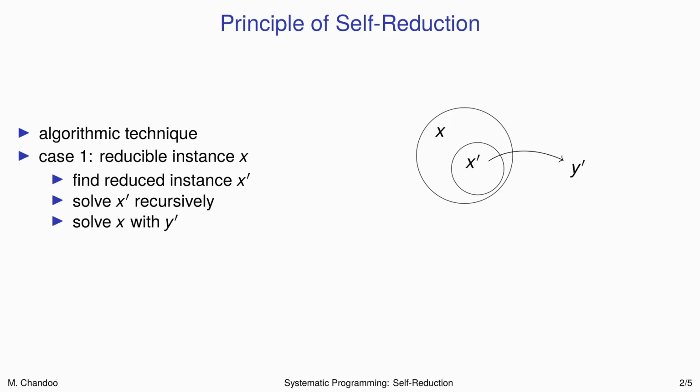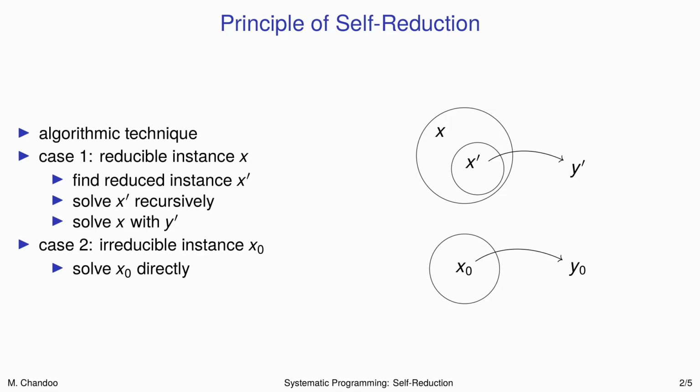In this example, if we ask for the existence of a clique with a certain number of vertices, then the answer y prime is also the correct answer for the original instance x. Or stated differently, removing isolated vertices from the graph does not affect the answer to our problem. Eventually, we will reach an instance that cannot be reduced any further, and then we have to solve it directly. In this example, an irreducible instance would be a graph which does not have any more isolated vertices.